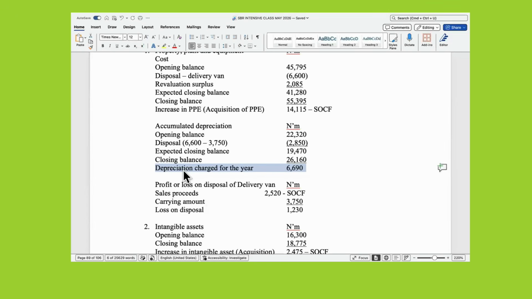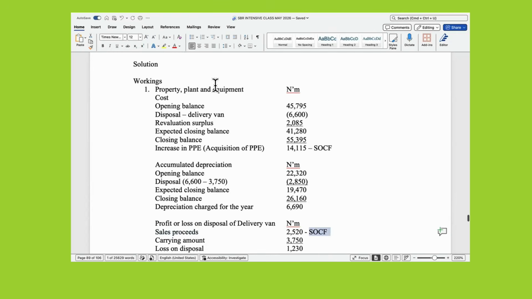And finally, anytime an asset is sold, there would definitely be a profit or loss on disposal. I was told in note 5 that they sold the assets for 2,520 and the carrying amount is 3,750. So I made a loss on sale of 1,230. And don't forget, these sales proceeds will go to the statement of cash flows under investing activities, because that's the money received.